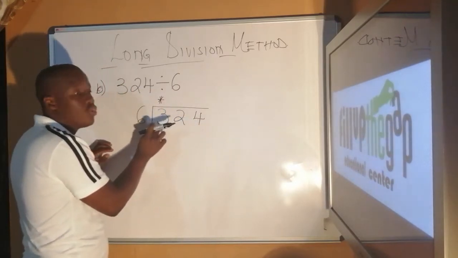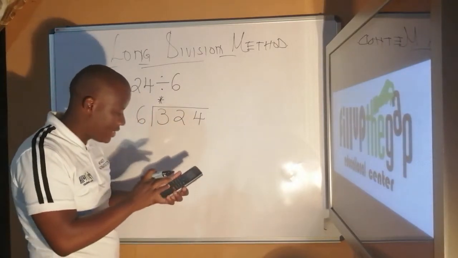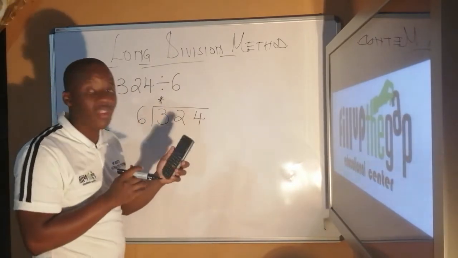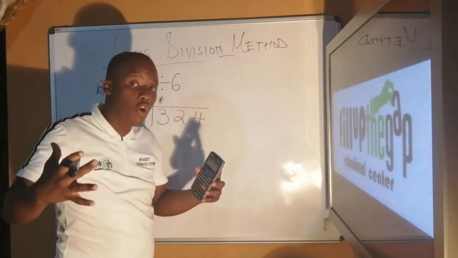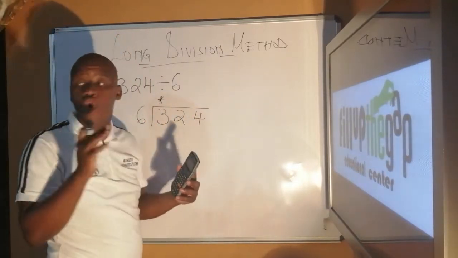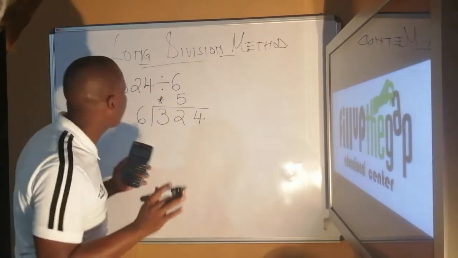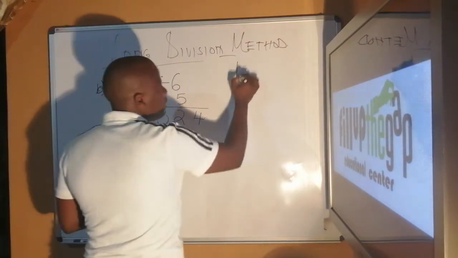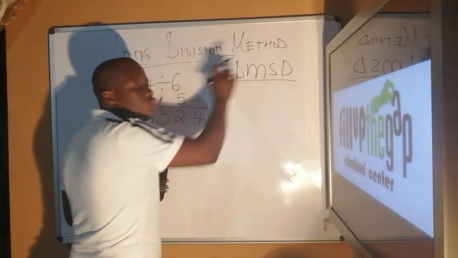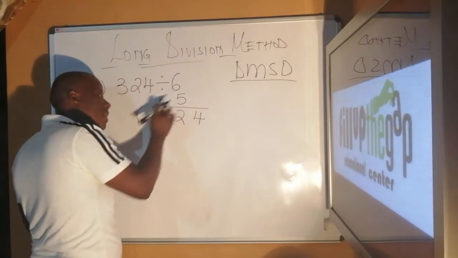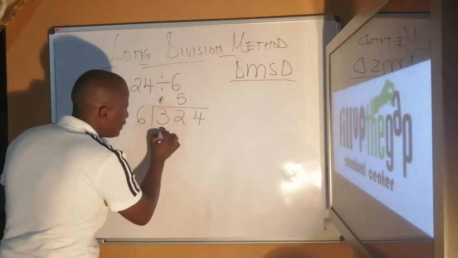Not just 2, but we're going to 32. So you take your calculator and say 32 divided by 6. It says 5.333. You don't focus on the numbers that come after the comma. You just focus on the number that comes before the comma, which is 5. So you're going to put 5 here. Just 5. Then from there, it was D, M, S, D. We are done with dividing. We are going to multiply. Multiply what? 5 by 6. You take your calculator and say 5 times 6. 5 times 6 is 30.